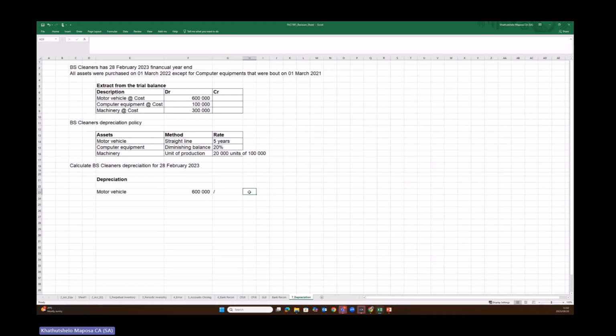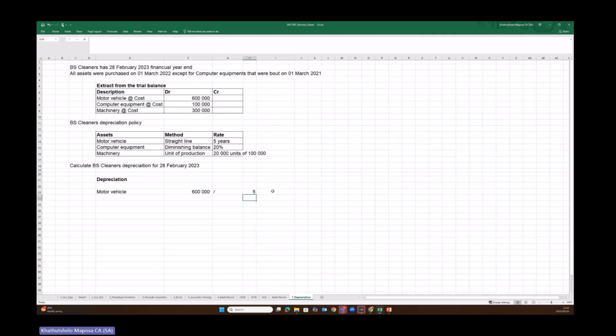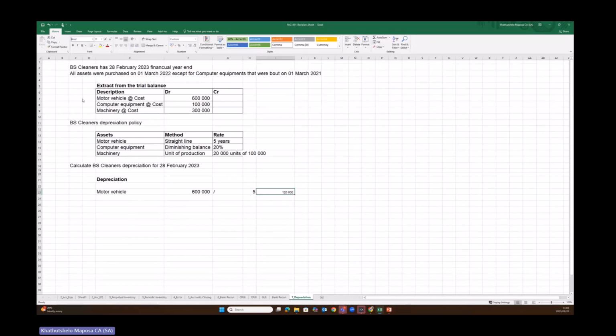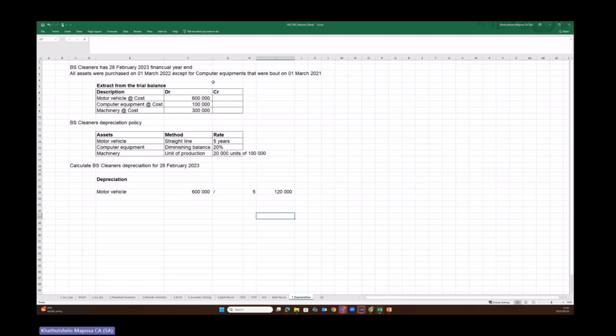Divide by 5. Yes. And how much do you get? It's 120,000. Do you know what this 120,000 is? This is depreciation for a year, and of course here we are calculating depreciation from 1 March 2022 up until 28 February 2023, which is coincidentally 1 year.